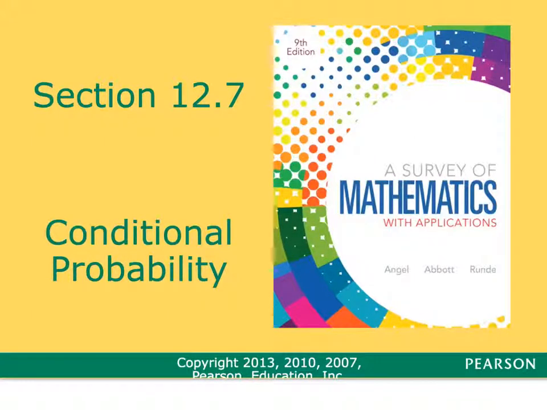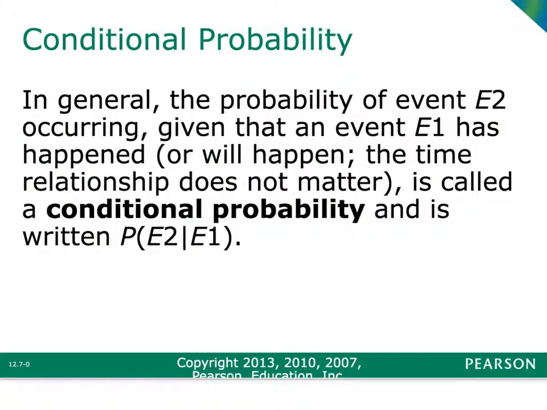Welcome to 12.7. 12.7 focuses on conditional probability. In general, the probability of event 2 occurring, given that event 1 has occurred or will happen, is called a conditional probability. For example, you could ask: what is the probability of selecting a red ball out of a bag given that you've already selected 10 red balls out of the bag?